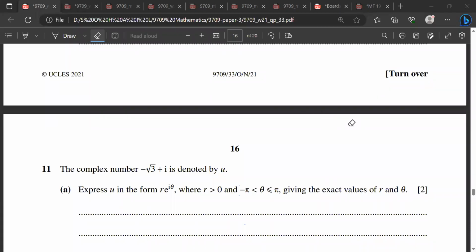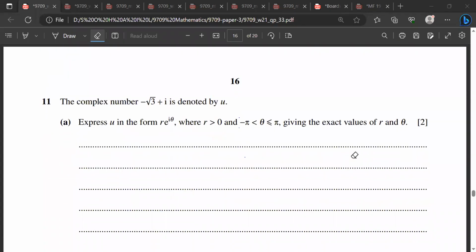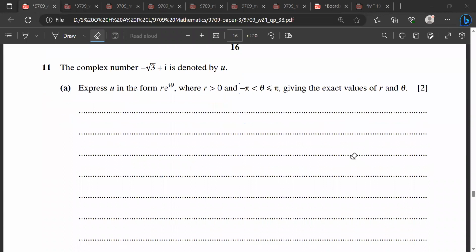Question from October-November 21, 9709, variant 33. Question number 11. The complex number minus square root of 3 plus iota is denoted by u.